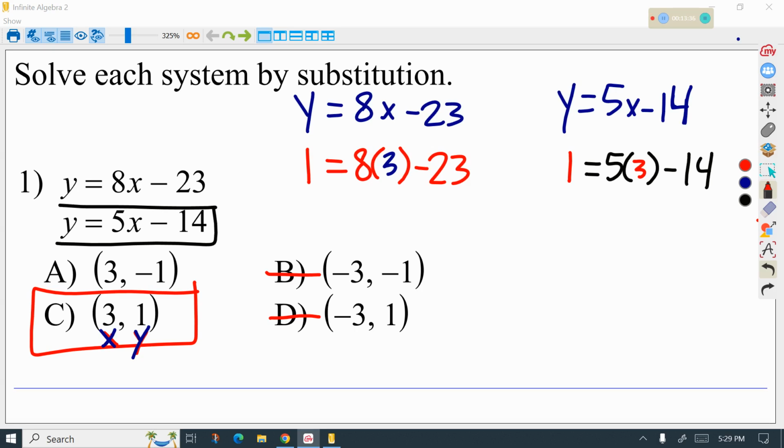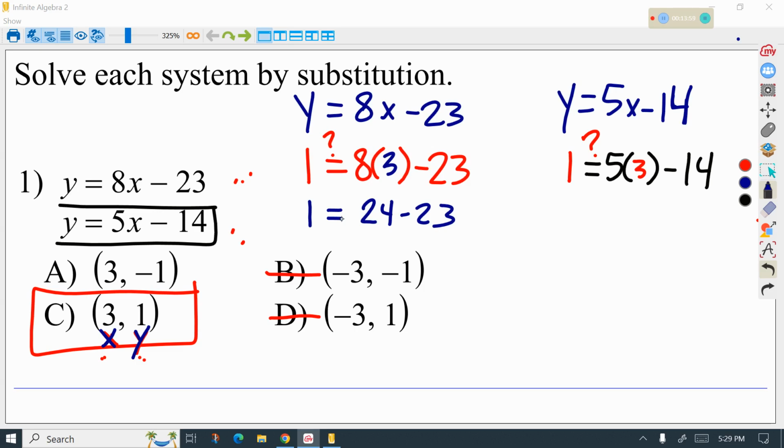Again, we're trying to see if these numbers make both of these equations true. So that's why we want to plug them into both of those equations. Let's see if this is true. And don't forget, our symbol for if it's true is a little question mark on top of the equal sign. Okay, is this true? Is it true that 1 is equal to 24 minus 23? Well, wait a minute. Yeah, that's true.